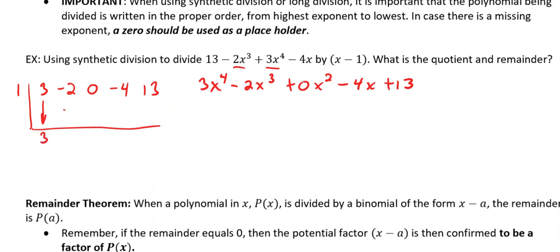1 times 3 is 3. Negative 2 plus 3 is 1. Now 1 times 1 is 1. 0 plus 1 is 1. 1 times 1 is 1. Negative 4 plus 1 is negative 3. And then 1 times negative 3 is negative 3. So now 13 minus 3 is 10.